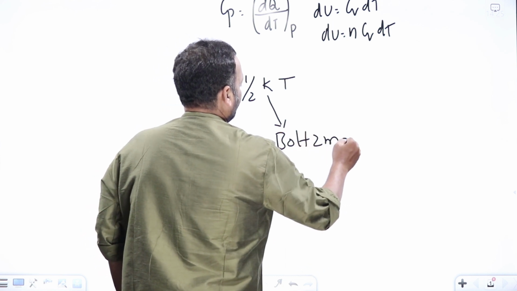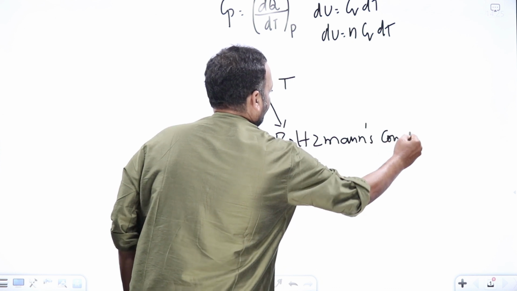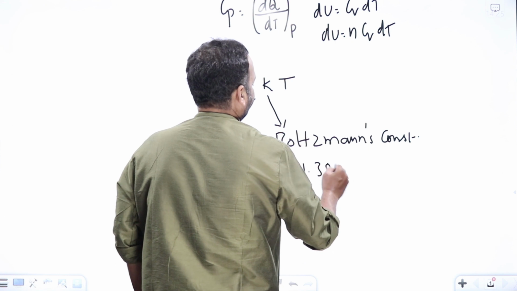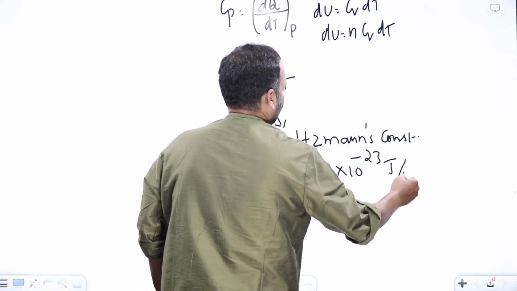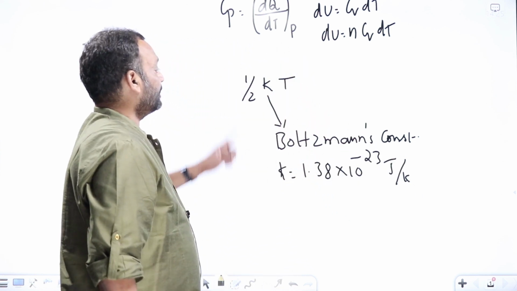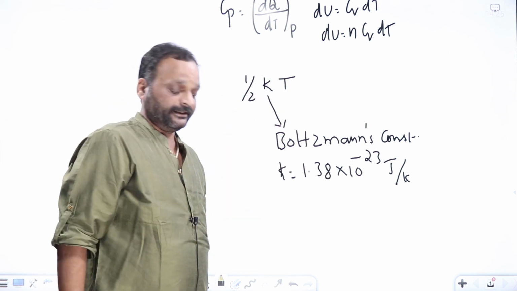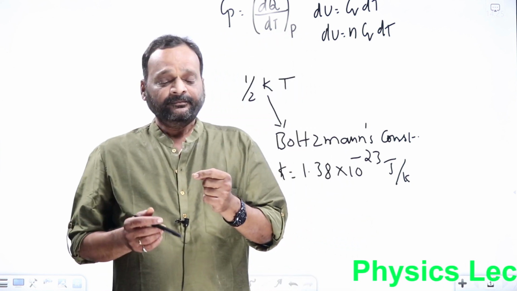Its value is k equal to 1.38 times 10 to the power minus 23 joule per Kelvin. T is absolute temperature. Per molecule per degree of freedom, average energy is half kT. What is a degree of freedom?